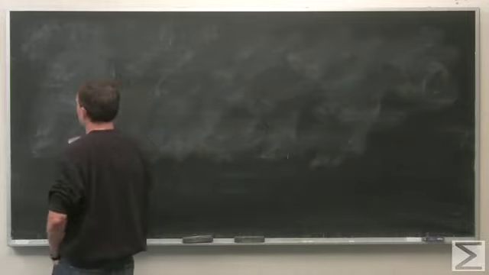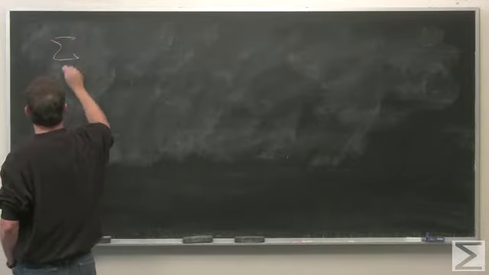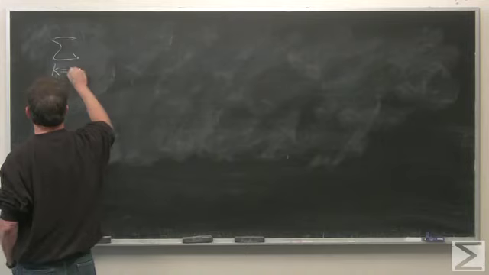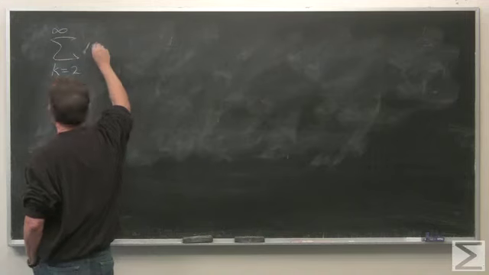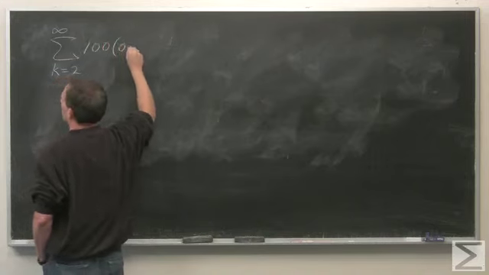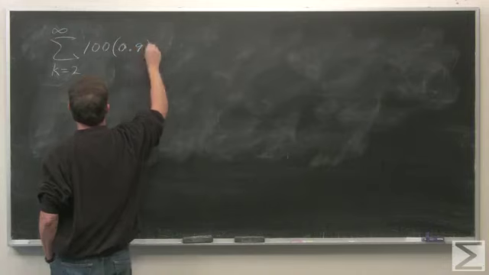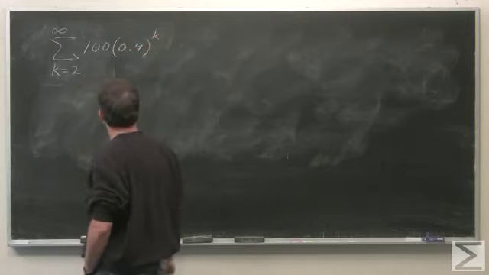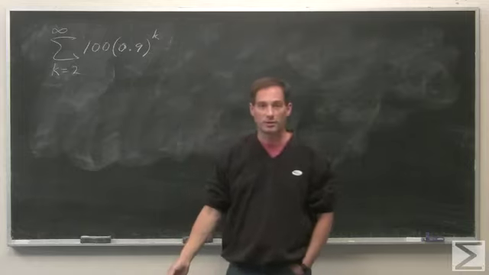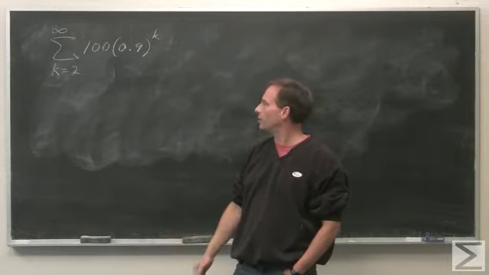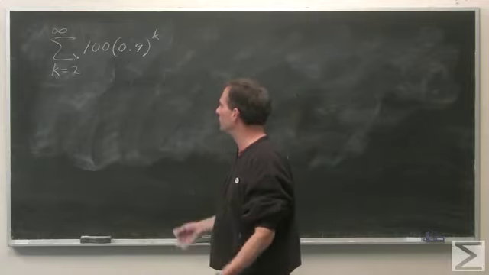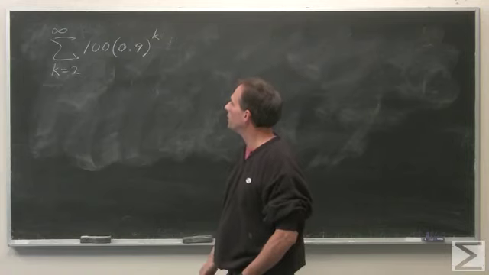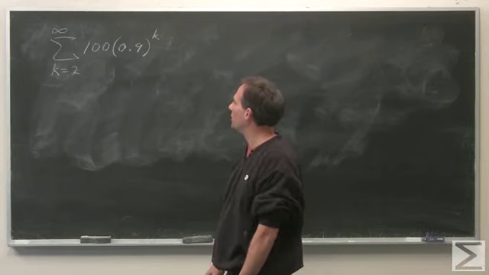So suppose k starts at 2. And you take 100 times 0.9 to the k. Well, this doesn't fit into our formula. Our formula starts at k equals 0. What do you do? Well, there are a couple of options for what you can do. So let me discuss them both.